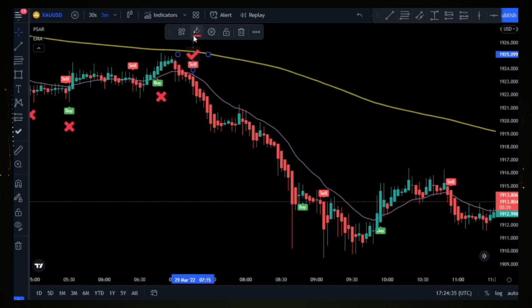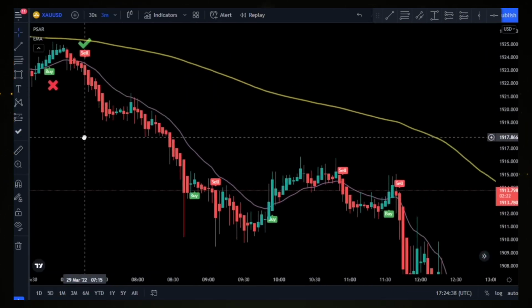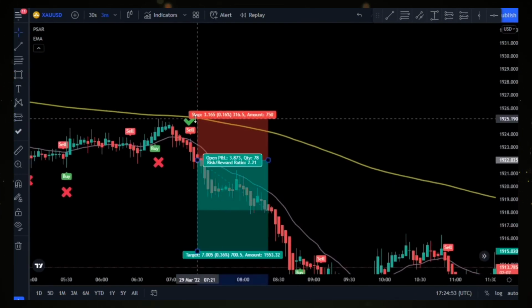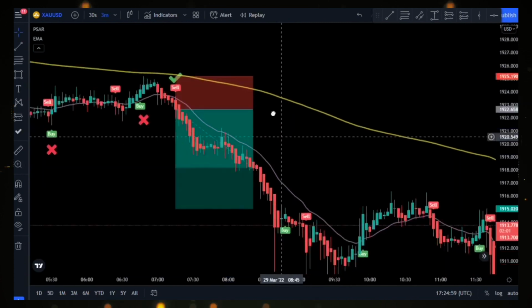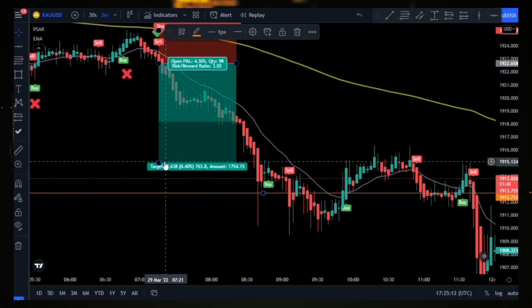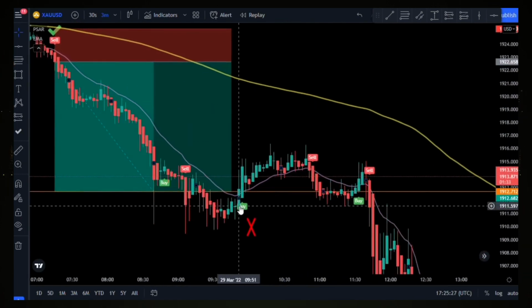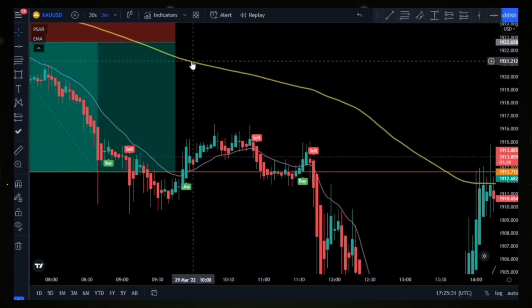In this case, the parabolic SAR indicator generated a sell signal if the candle fell below the EMA line. In this instance, I'll initiate a selling position. I put a stop loss on the line and an EMA for the profit margin. When the candlestick crosses the EMA line upwards, I place it there.